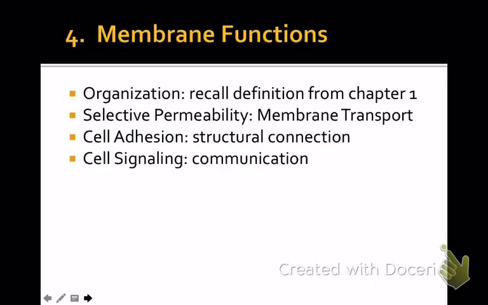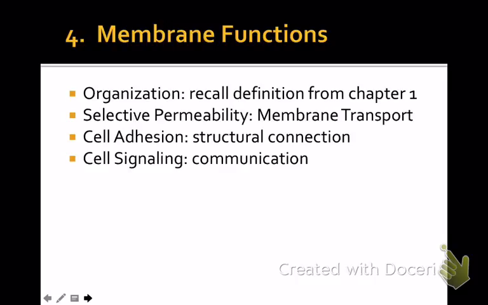So here are 4 big ideas. Membranes keep the cell organized. They compartmentalize the cell. They allow the cell to have different areas with even the pH can be different in one compartment of a cell than another. So the organization of a cell is based on the compartmentalization due to the membranes.